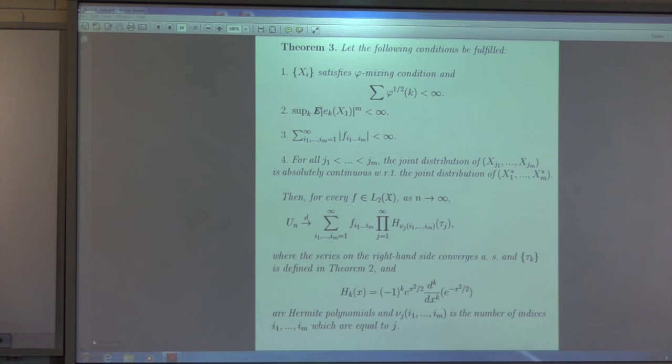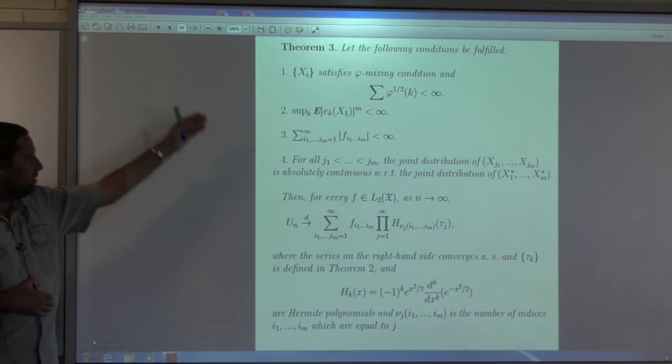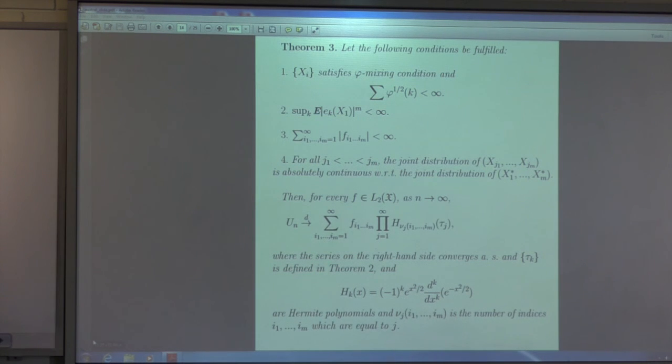So these two approaches don't cover each other. They are different from the point of view of conditions on the kernel function and the distribution of observations. So each approach has its own advantages. And I think I'll stop here.